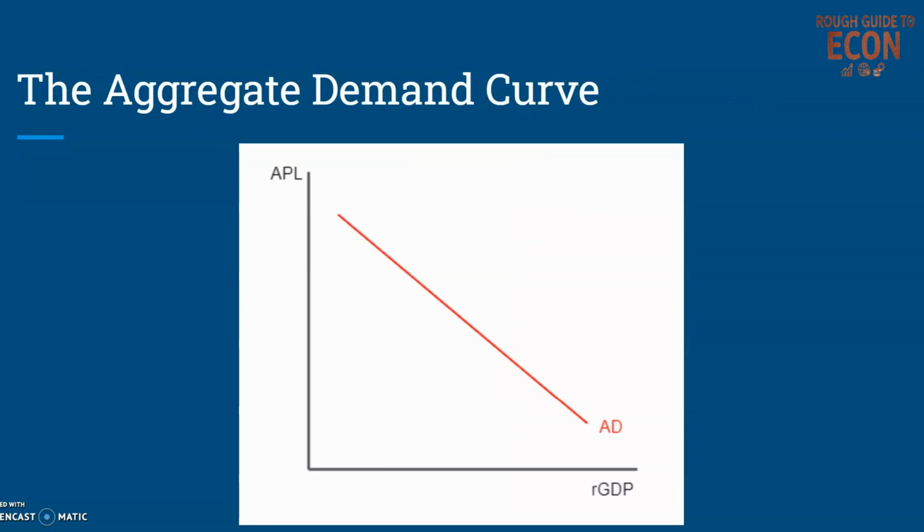So the aggregate demand curve, as I said, shall be familiar in some regards from the microeconomic study of demand, but there are some key differences. It is a downward sloping demand curve. We're measuring the average price level against real GDP, and we shall look more at the determinants of aggregate demand in the next part of this video.